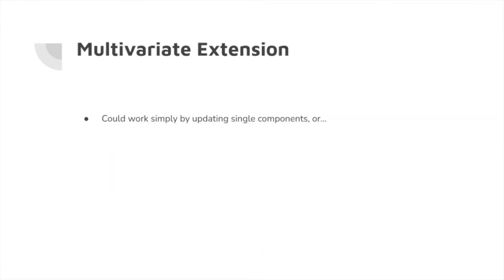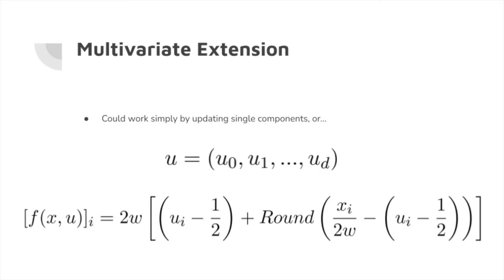Finally, we don't just have to work in one dimension. If we have multiple dimensions, we could still simply update individual components one at a time, or we can do kind of a multi-dimensional grid idea. So now our U is actually going to be several different uniform random variables as opposed to just 2, and for each component, we're going to use an F like what we had seen before.